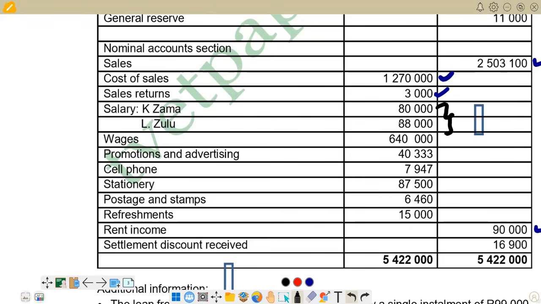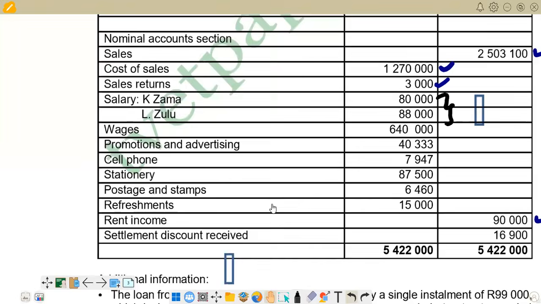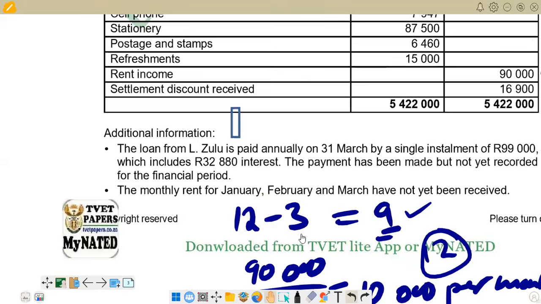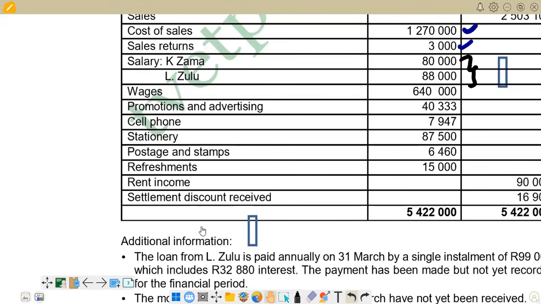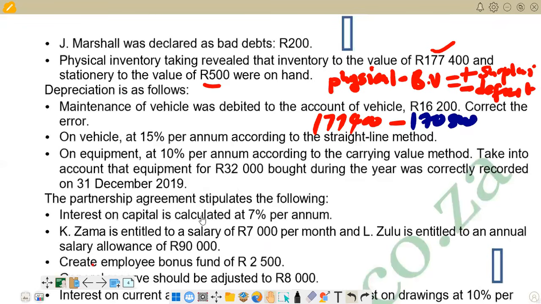So what does it mean? You don't have to put this figure straight away. You have to check in the additional information what they are saying about these salaries, and then you record them. So if you go down, let's go to the next page and see what we have there. The issue of salaries, let's see where it's being explained there.